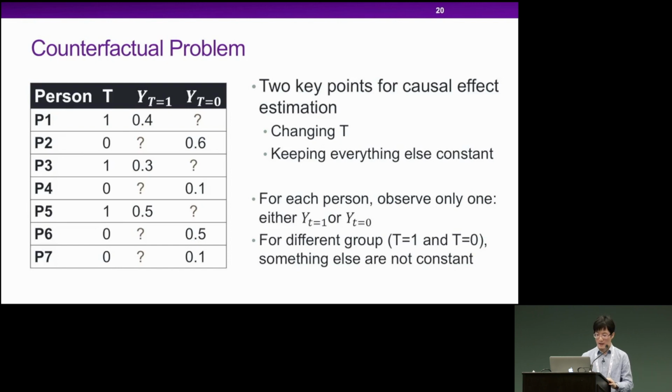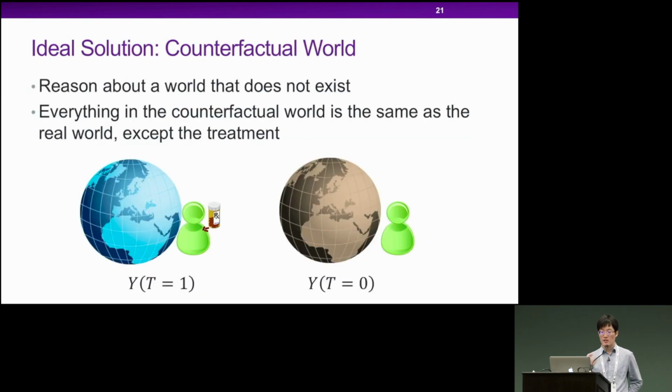This is the problem. So the ideal solution is whether we can reason about a counterfactual world that actually doesn't exist, right? Everything in the counterfactual world is the same as the real world, except the treatment. For example, in the real world all of the persons take the medicine, and you need to reason about a counterfactual world. What if the person didn't take the medicine? You need to reason about that status. So this is a counterfactual.